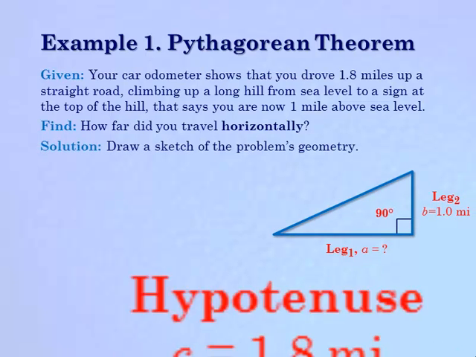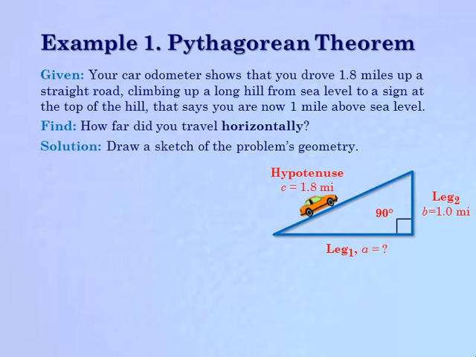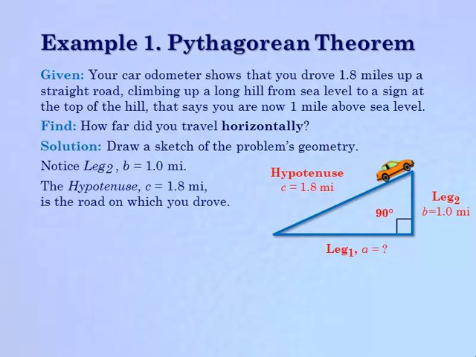When you're working on geometry problems, you should always draw a sketch. So we can see here that we drove up the road 1.8 miles and rose 1 mile during that drive. So what we'd like to find is how far did we drive horizontally. So we notice that leg b is 1.0 miles and the hypotenuse, which is c, is 1.8 miles.